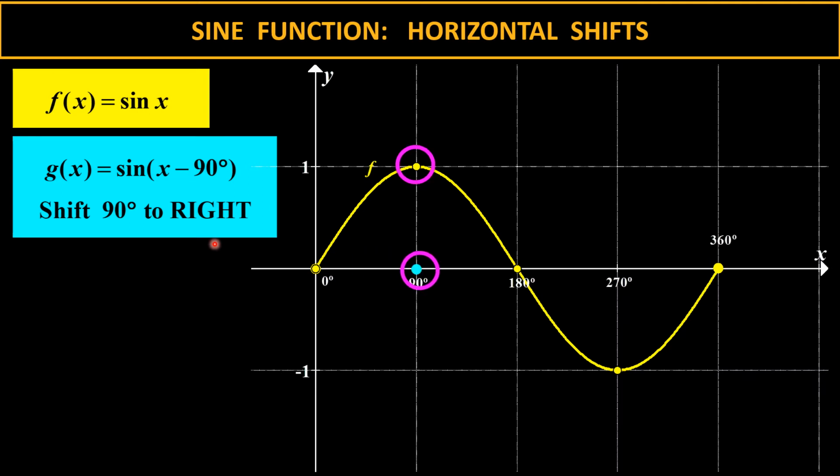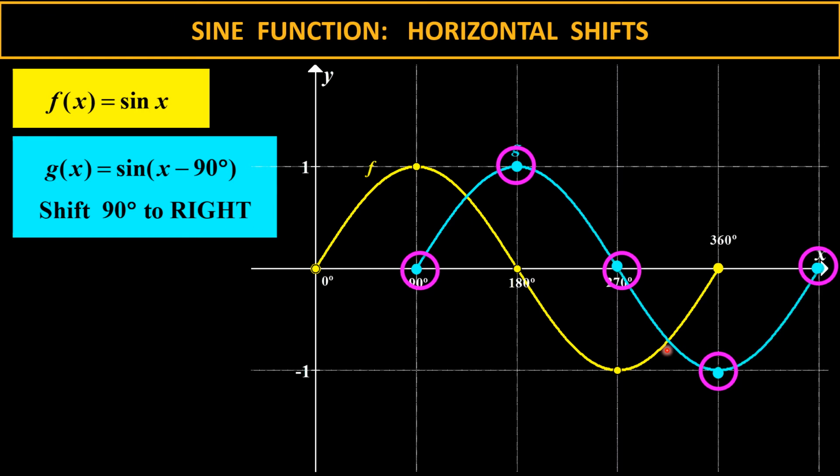And the 1 will go 90 degrees to the right. It goes there. And that point will go to the right, ends up there. That point to the right goes there. And that point to the right goes there. You see the whole graph has shifted. There's the graph there, so let's put in that graph.